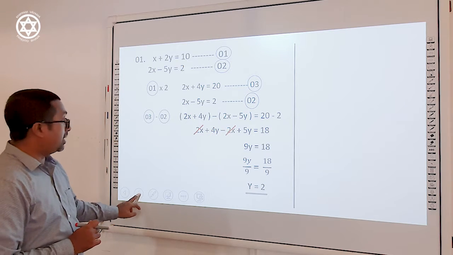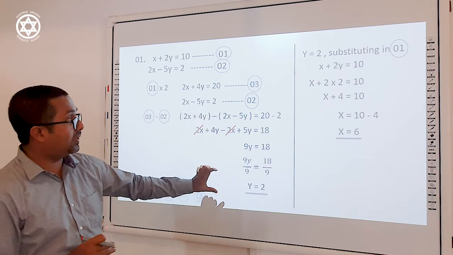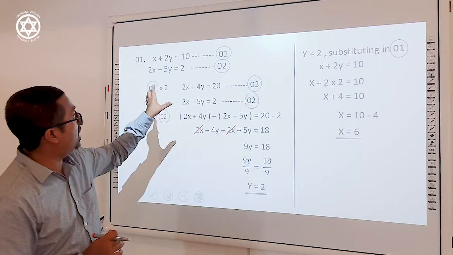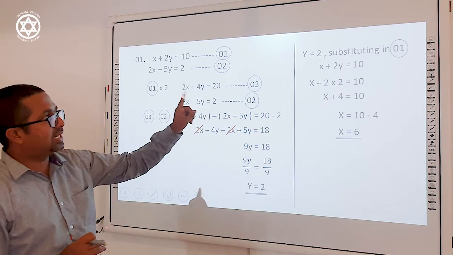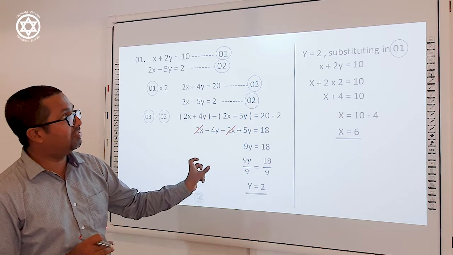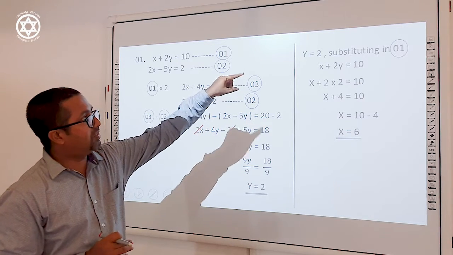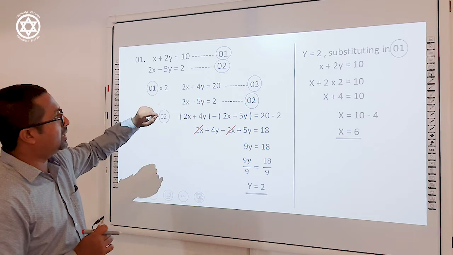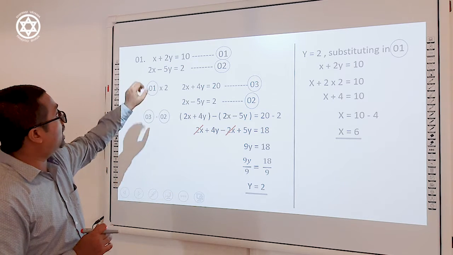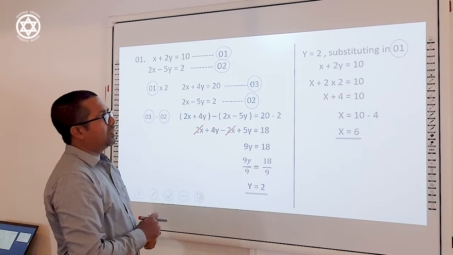As the next step, you have to substitute. Because we have already calculated the value of y, we also have to calculate the value of x, because we have two variables. To calculate the value of x, you can substitute the value of y in the first equation or equation 2. You can select a suitable equation for that. Here I select the first equation: x plus 2y equals 10.